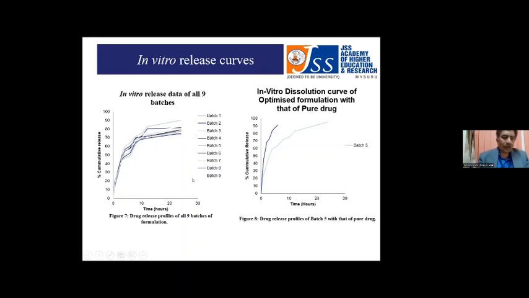So this is the in vitro pictorial representation for all the 9 formulations, and from that we have taken the F5 batch, which has good entrapment efficiency as well as drug loading. So that is also subjected to a 24-hour study in comparison with the pure drug.